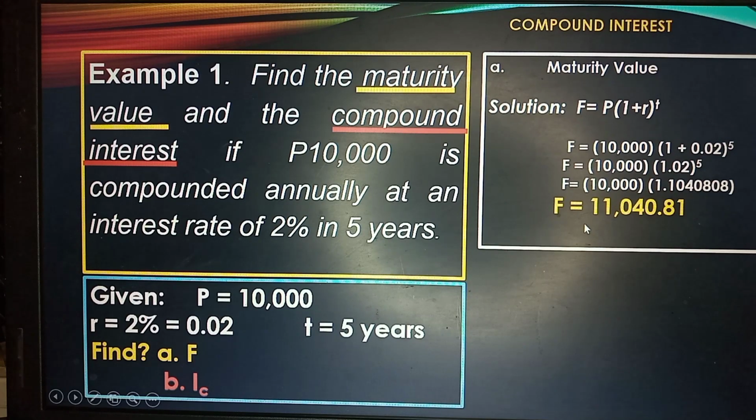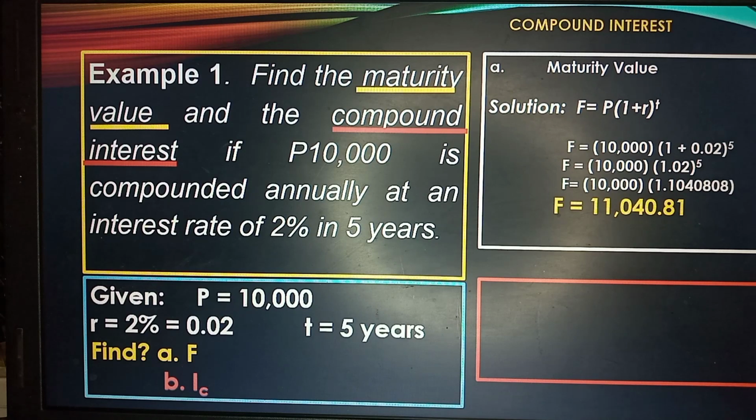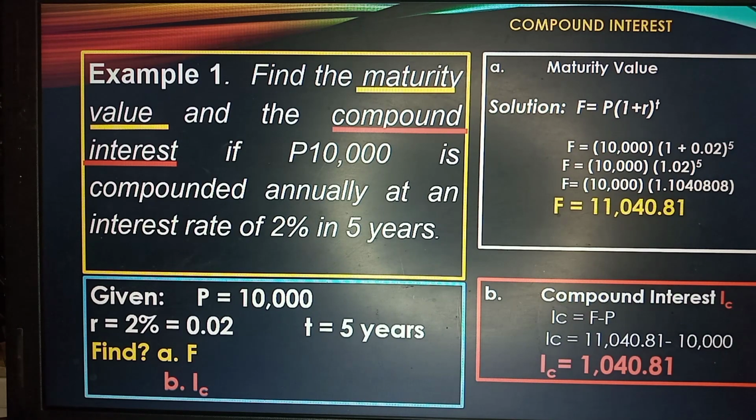After 5 years, sa imong 10,000, nag-accumulate with 11,040 pesos and 81 centavos. Pila ang interest sir? Pila ang compound interest? So use the compound interest formula. We have I sub C equals F minus P. So we have our F is 11,040.81 minus 10,000. So we have 1,040.81. Therefore, this is your compound interest.